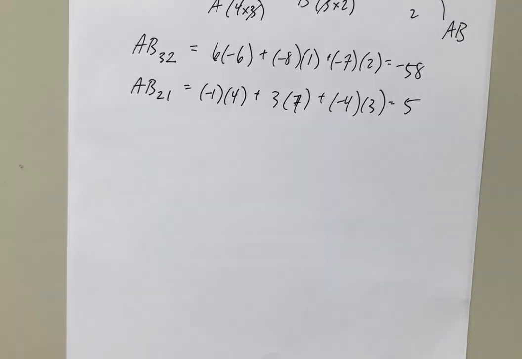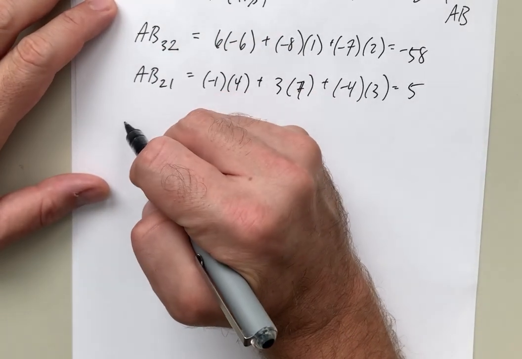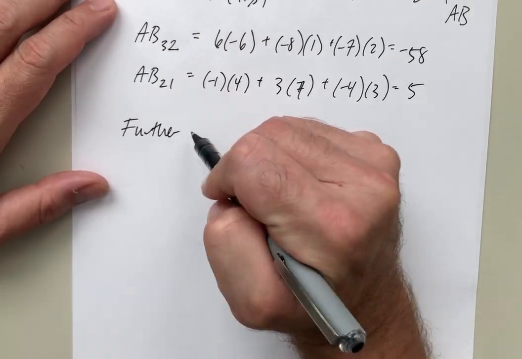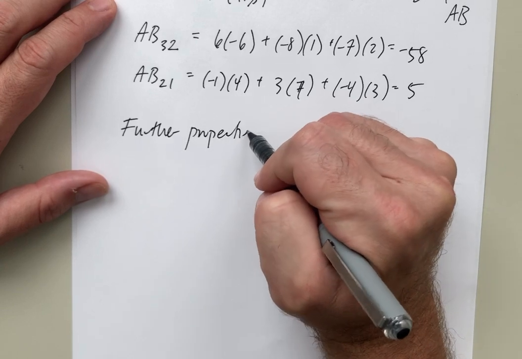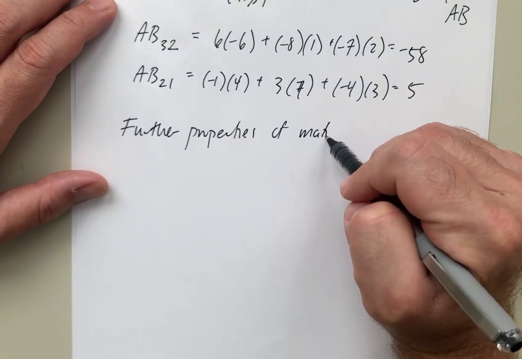Okay, so changing gears a little bit. Further properties of matrix multiplication.